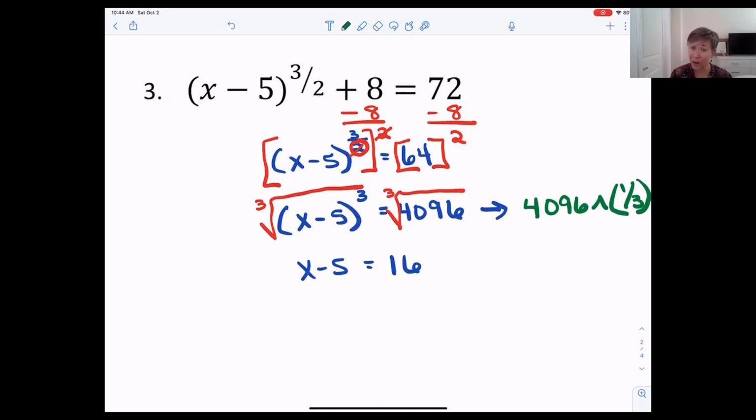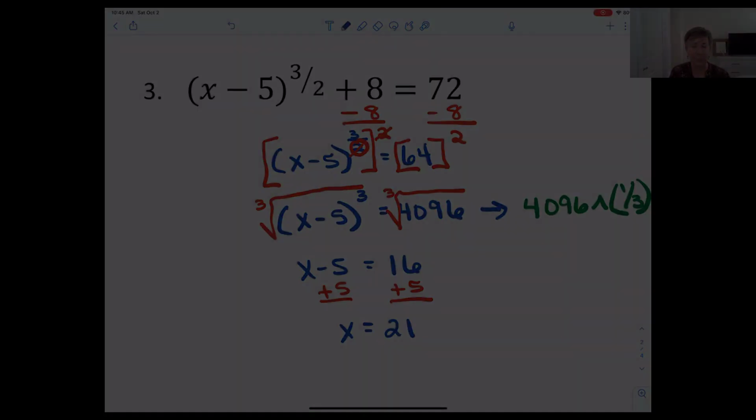So now we still want to get our x by itself. So when we add 5 to both sides, we would end up with x equals 21.